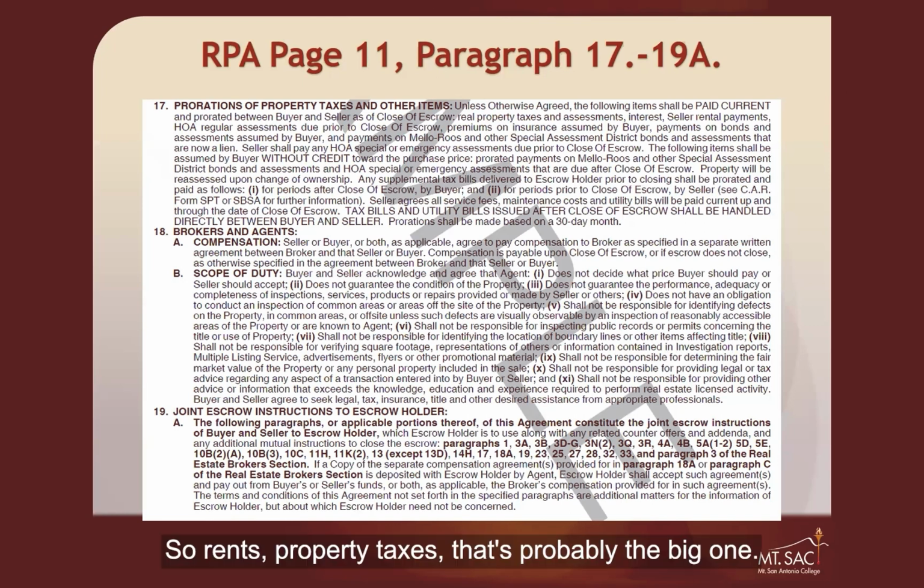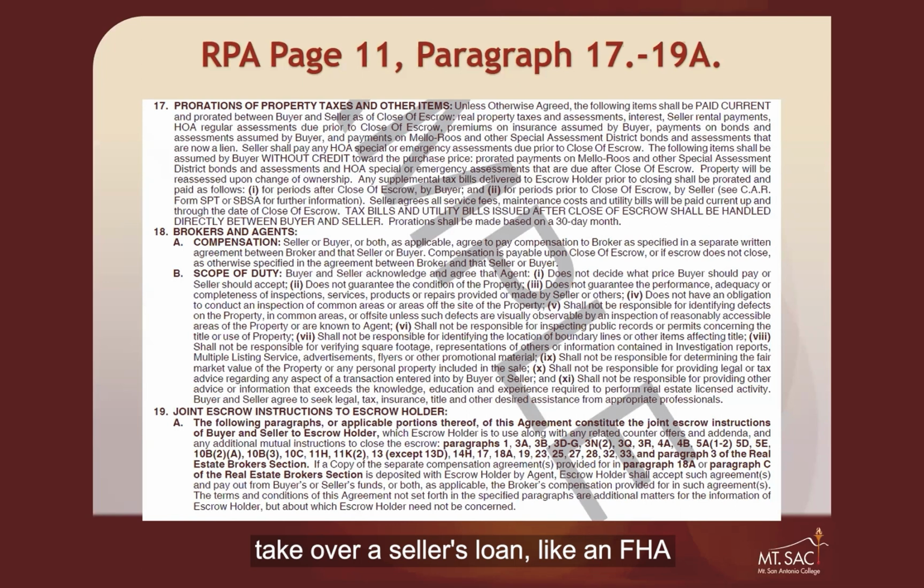So rents, property taxes, that's probably the big one. Insurance, because buyers can take over a seller's insurance policy. Interest, if the buyer's going to take over a seller's loan, like an FHA or VA, because those loans are assumable, right? Those are usually prorated. Escrow deals with that. We just have the parties agree that those expenses will be prorated.